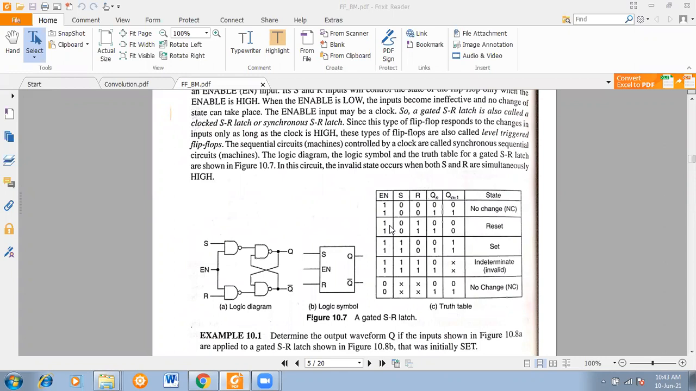So have you any doubt regarding flip flop? So I can explain. If anyone has any doubt regarding flip flops, so I can start. Now they are joining.